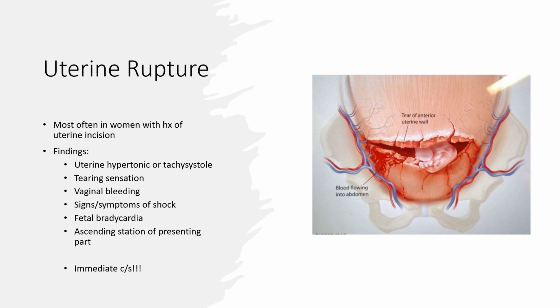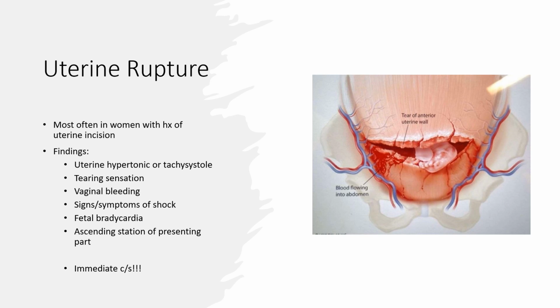All right, the next complication that can happen is a uterine rupture. If you look over on this picture, you will see that that's supposed to be her uterus, and you see a fetal foot coming through this tear that should not be there. Uterine ruptures most often occur in women that have histories of uterine incisions. That scar tissue isn't as strong, and therefore it starts to tear or rip apart.